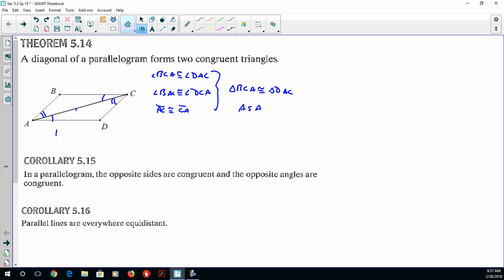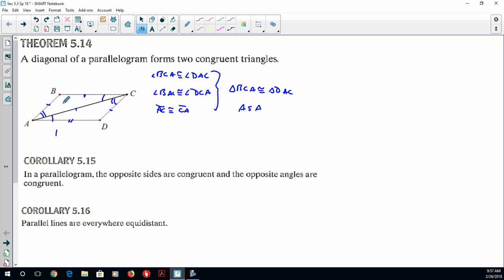Okay, some nice little corollaries here. In a parallelogram, the opposite sides are congruent and the opposite angles are congruent. Well, just look at this previous picture. You've got a parallelogram, draw your diagonal, you have congruent triangles, so this side and this side correspond, they're going to be congruent. This side and this side correspond, they're going to be congruent. Okay, so that's your opposite sides are congruent.